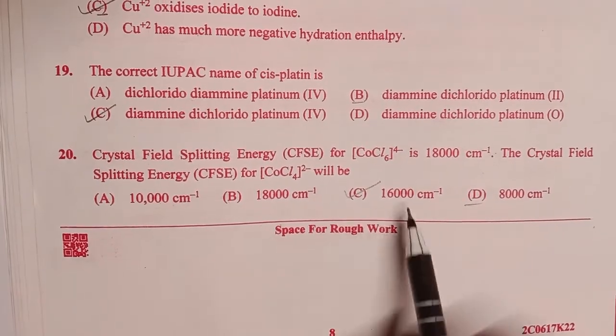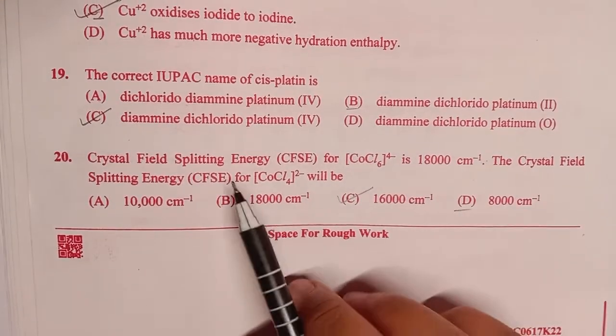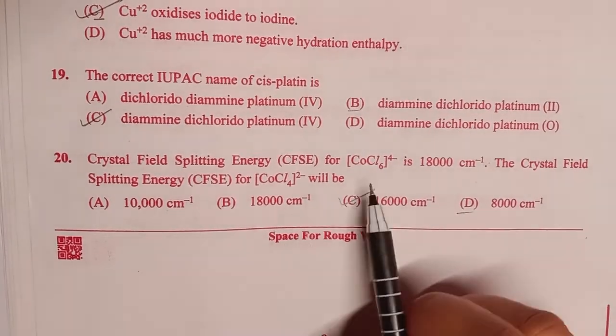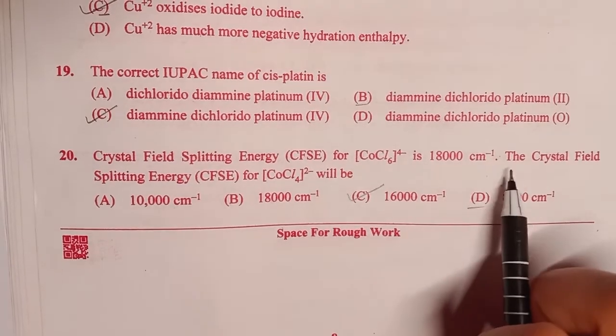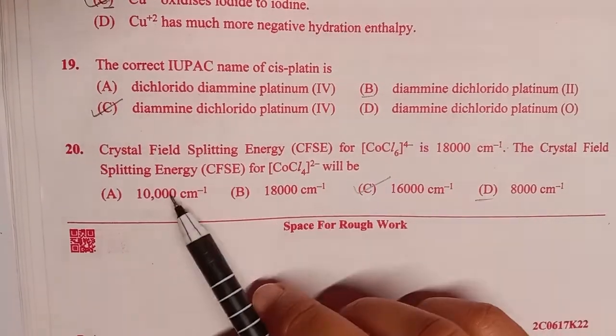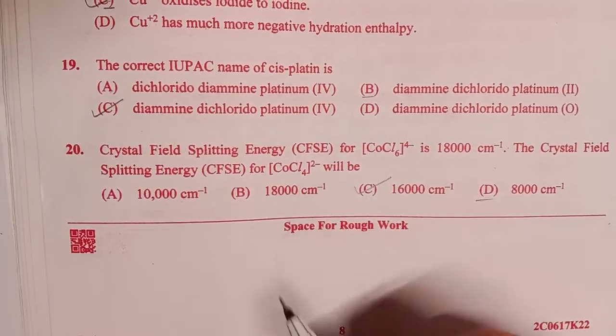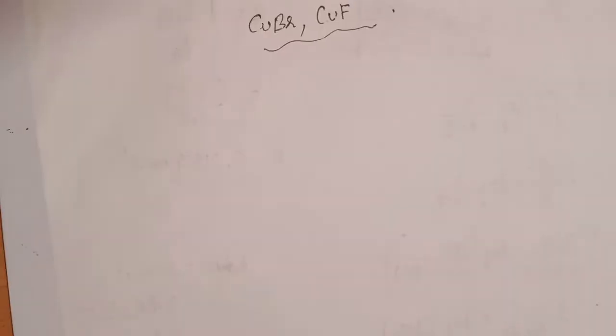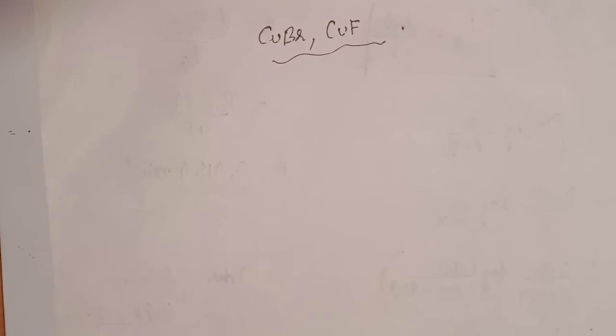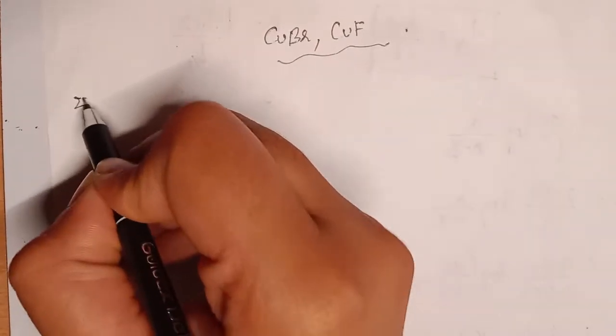This is the 20th question. Here, they have given the crystal field splitting energy for an octahedral chloride as 18,000 centimeter inverse. The crystal field splitting energy for a tetrahedral chloride is to be found. There is an important relation. Again, this is a JEE-level question, and it is asked as the 20th question.